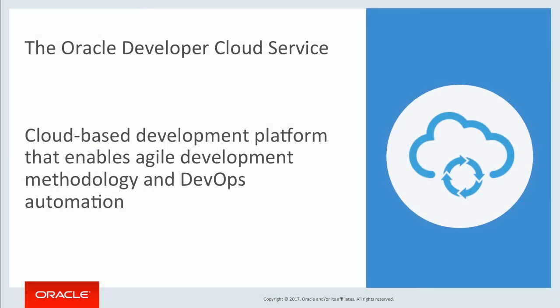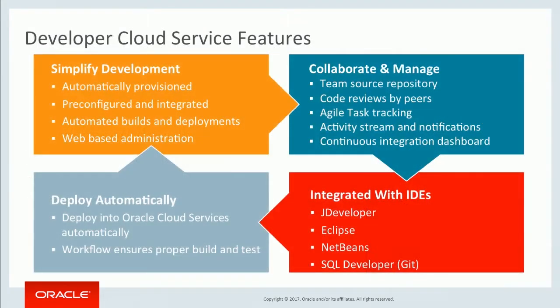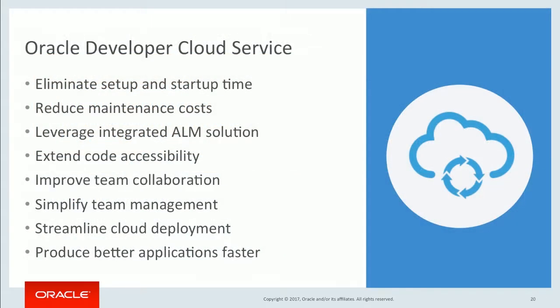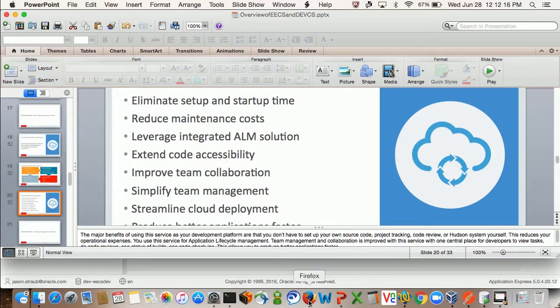So let's talk about the Developer Cloud Service. It's a cloud-based development platform and allows your developers to collaborate, to do automatic provisioning and builds. It includes a code repository like Git or Maven, and it also allows you to set up code reviews and assign tasks. So it really allows your developers to collaborate. But in the interest of time, I'm going to go straight into showing the Developer Cloud Service and why you would care as an Application Express developer.